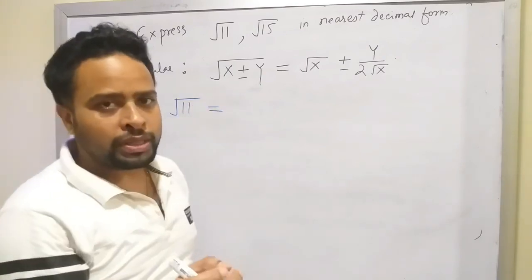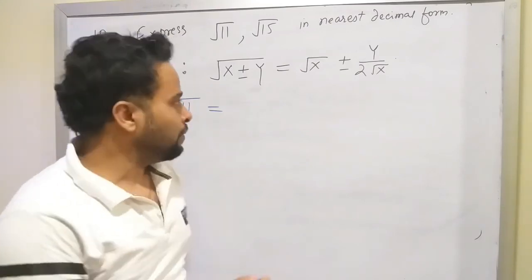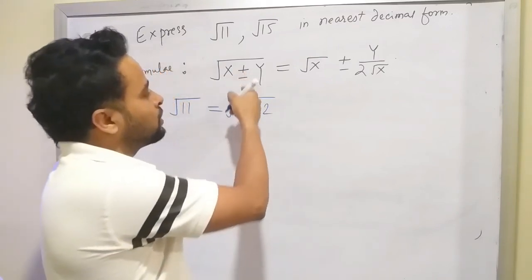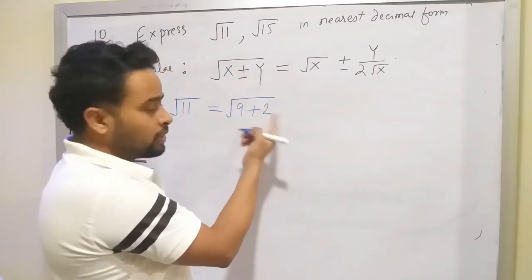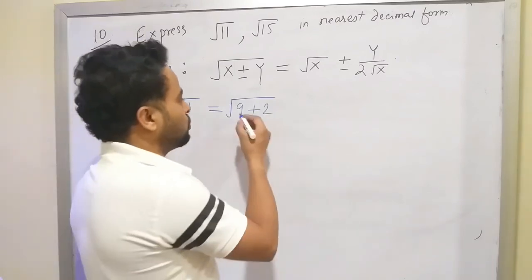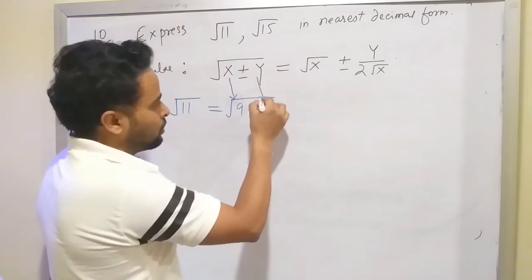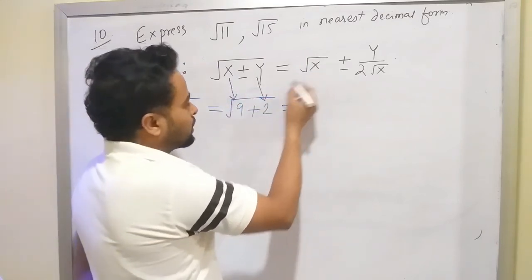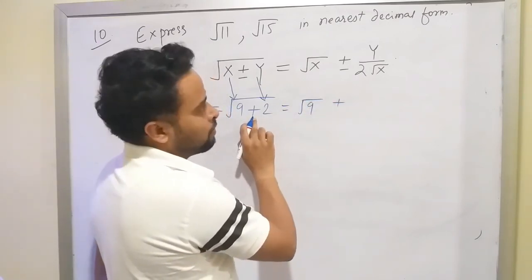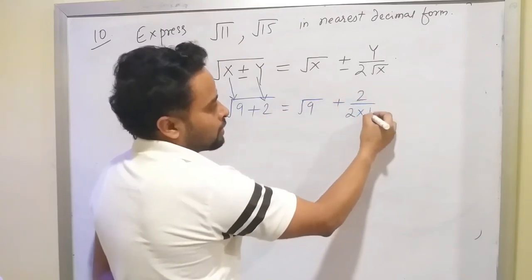Just choose a number which is a perfect square near to 11. So 9 plus 2 is 11. So let us write 9 plus 2. I am not using plus minus because 9 plus 2, 16 minus 5. So I have taken 9 plus 2. So x is your 9, y is your 2. So root x means root 9 plus, in fact it is plus, y is your 2 divided by 2 into root x, root 9.